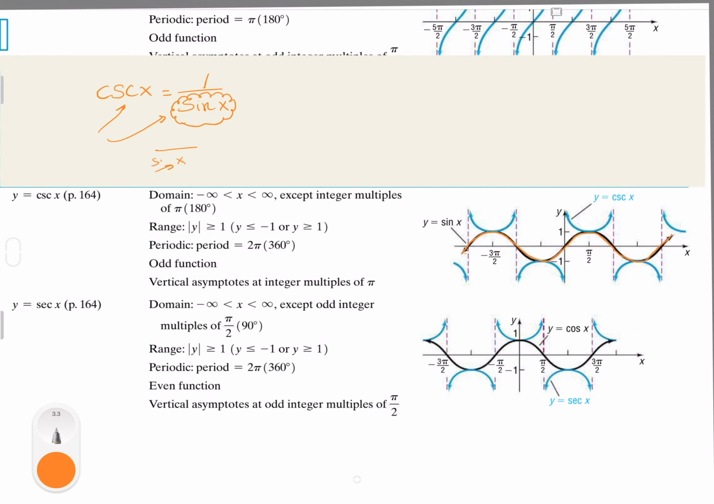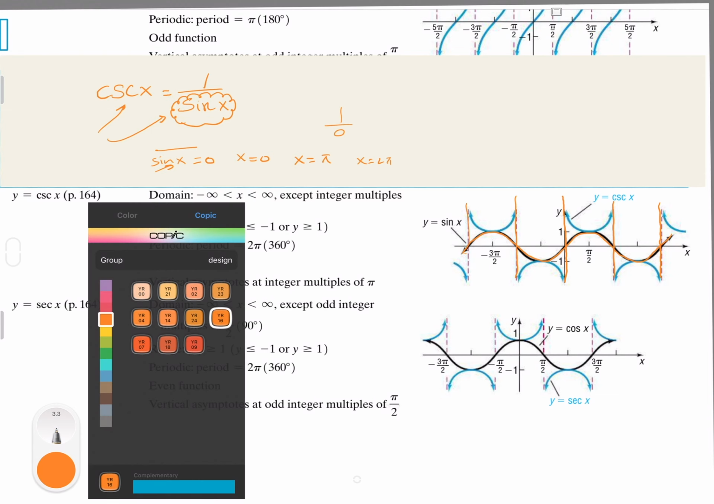So anywhere that sine of x is equal to 0, like at x equal to 0, x equal to pi, or x equal to 2 pi, the value of sine of x is 0. That means we have 1 over 0. Therefore, we will have a vertical asymptote. So in order to graph cosecant, we use the graph of sine. So we have a vertical asymptote here.